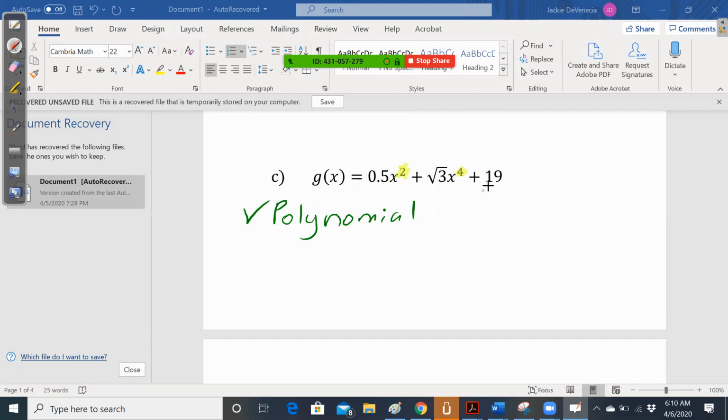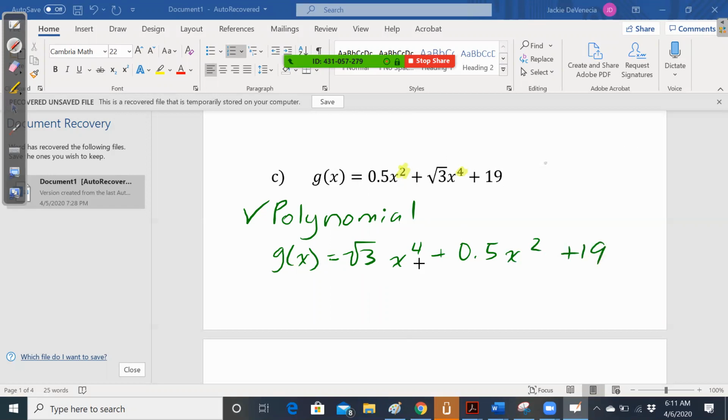And now notice here, again, it's not in standard form because this x to the fourth, well, that's the bigger exponent. It should be up front. So I'm just going to switch it around. And I'm not using inverse operations because I'm not moving across the equal sign. They're still on the same side. I'm just switching them over. Square root of 3 x to the fourth plus 0.5 x squared plus 19.